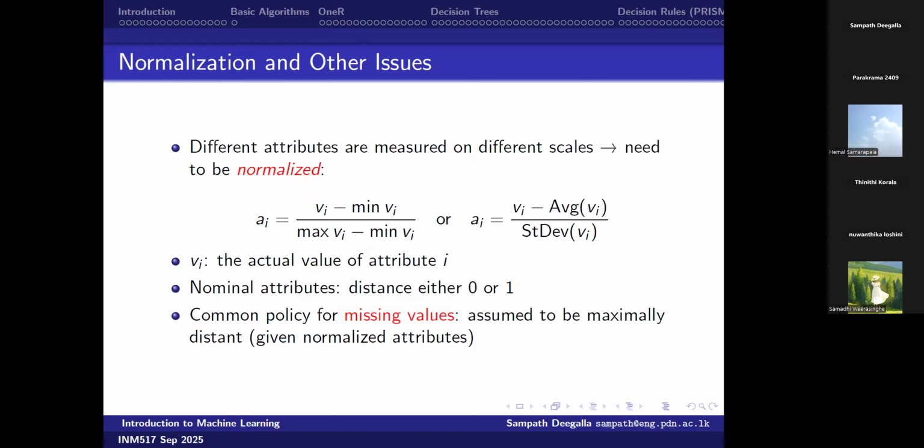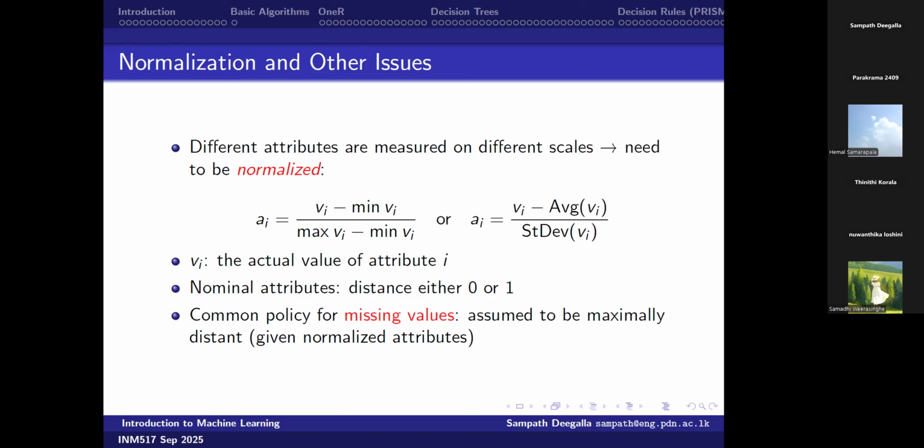What are the other issues? Okay, first one. Remember, here we are calculating distances. What happens? The scales are different. What I mean by this, let's say you have one variable, the value goes from 0 to 1. Another variable, value goes from 0 to 100. So you see what happens. When you have a larger range of values, that will affect the main decision. Therefore, if you're using a nearest neighbor like algorithm, you need to normalize it.